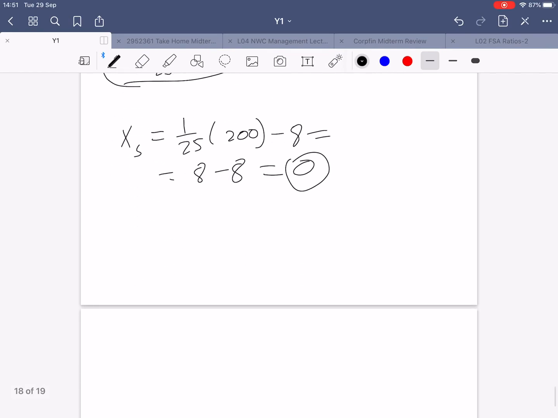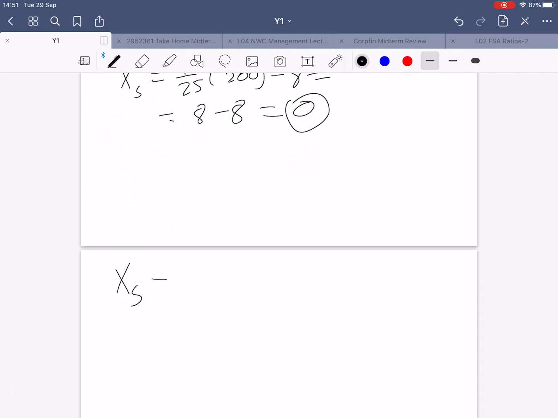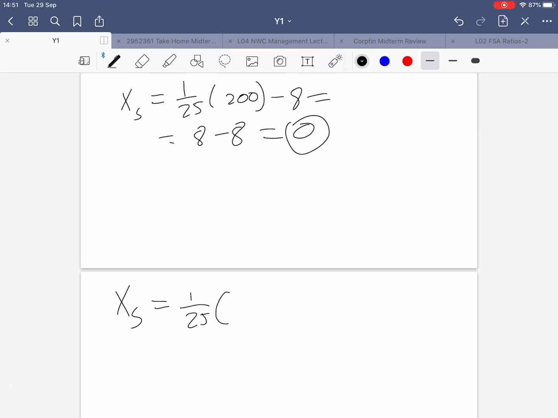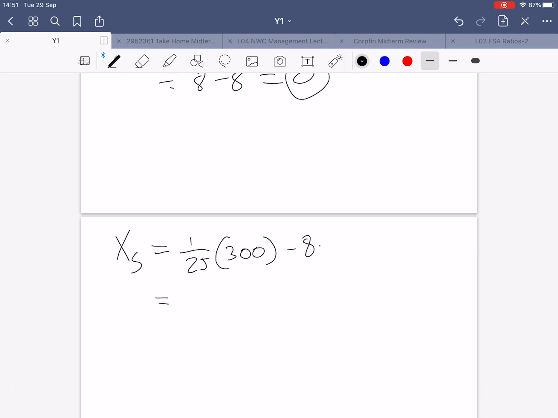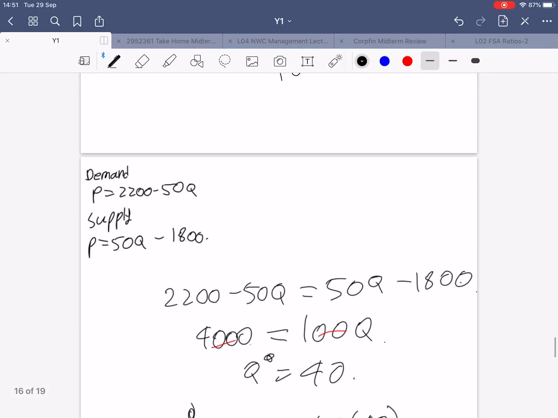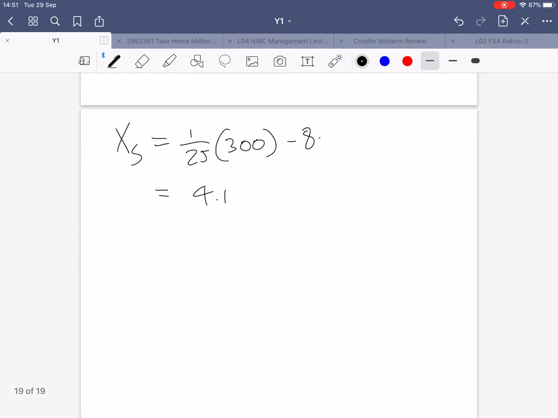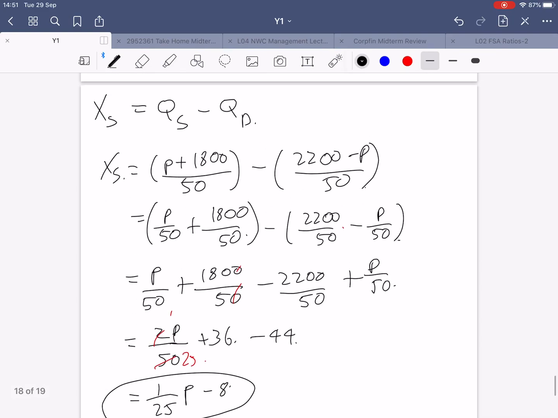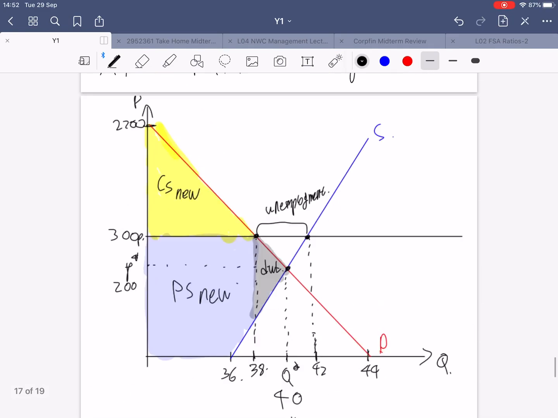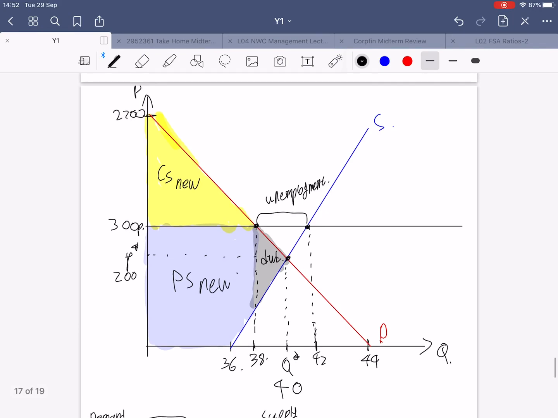After imposing the price floor, we are going to use the new price: 1 over 25 times the new P, 300, minus 8. It is going to be 4, and the question says that the unemployment is in millions. So there will be 4 million people unemployed. Okay, so now we can find the CS, PS and SW for the last part of our question.